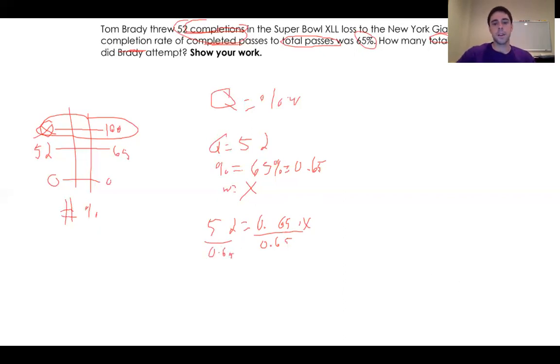And how many total passes did Tom Brady throw? Right. We're going to have 80 total passes as x. Awesome. That's going to be our answer there. It's 80 total passes.